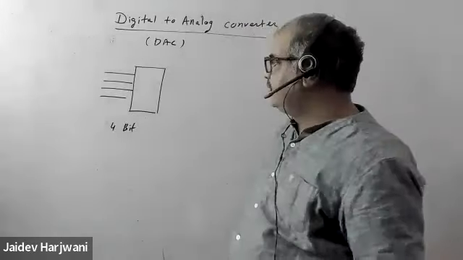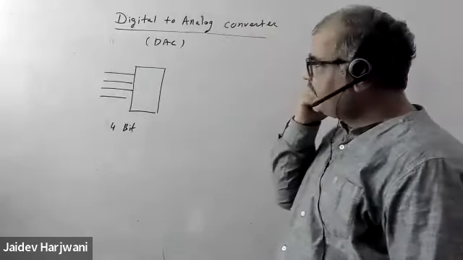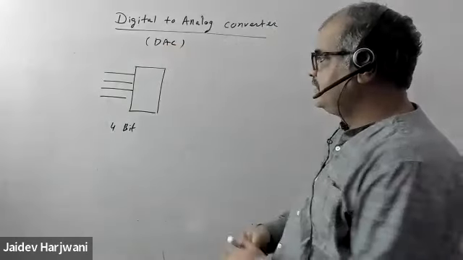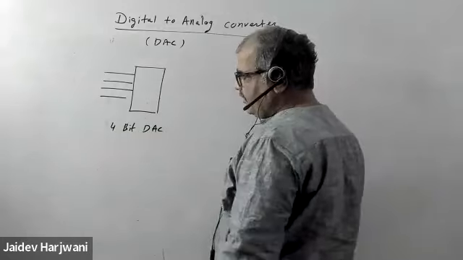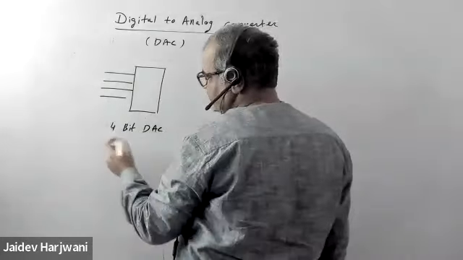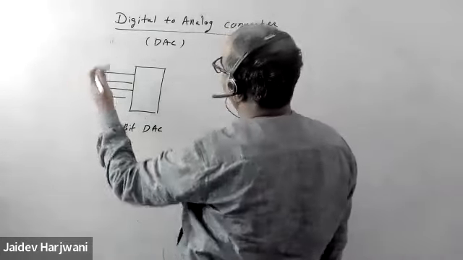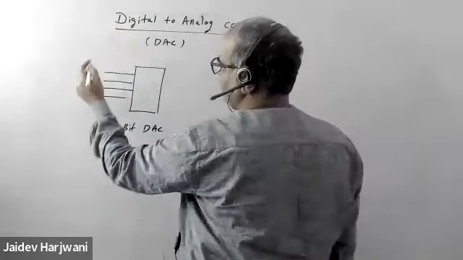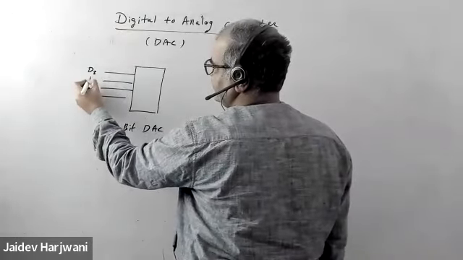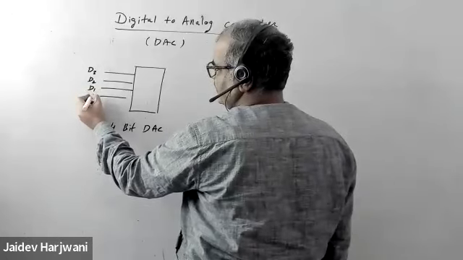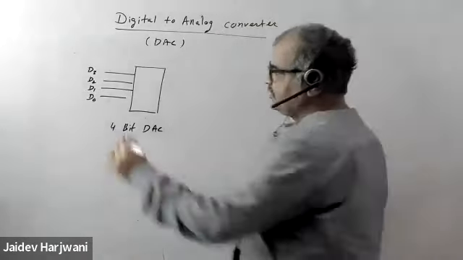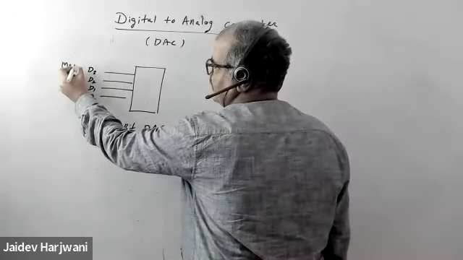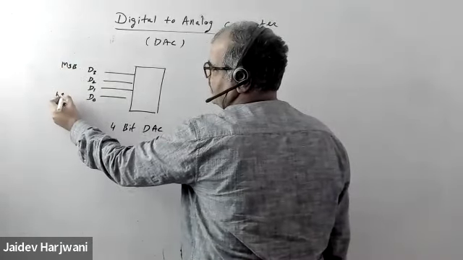Now suppose you have a D2A converter. Now you have a 4-bit D2A converter. 4-bit D2A converter means you have 4 binary digits in digital form, like D3, D2, D1, D0 type of bits. So this is your MSB and this is your LSB.